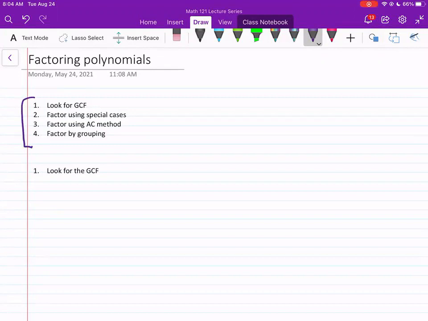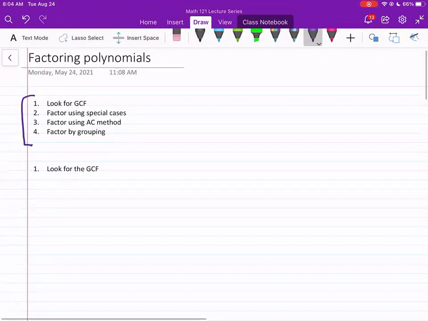The first thing you always do is look for the GCF. Once you have found the GCF, then you look at the number of terms that are left. If there are 2 terms left, you're going to factor using special cases. If there are 3 terms left, we're going to use something called the AC method. And if there are 4 terms, you're going to factor by grouping. So let's consider first the GCF.